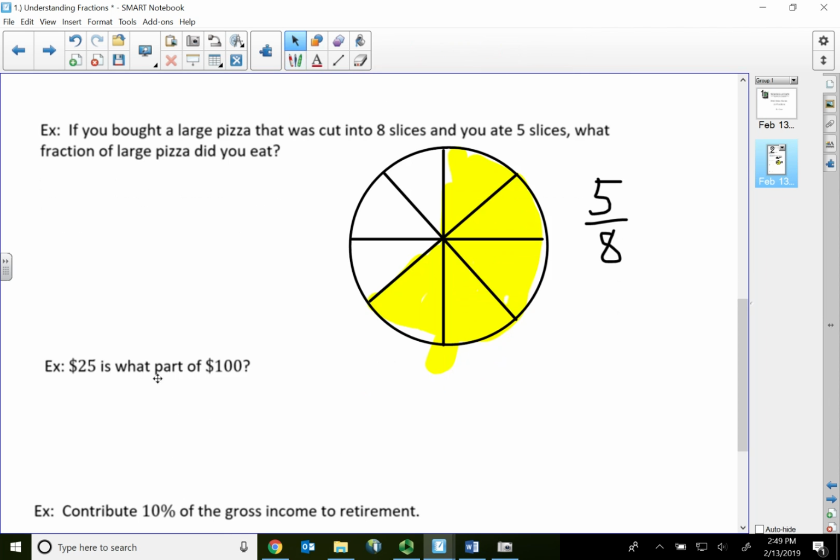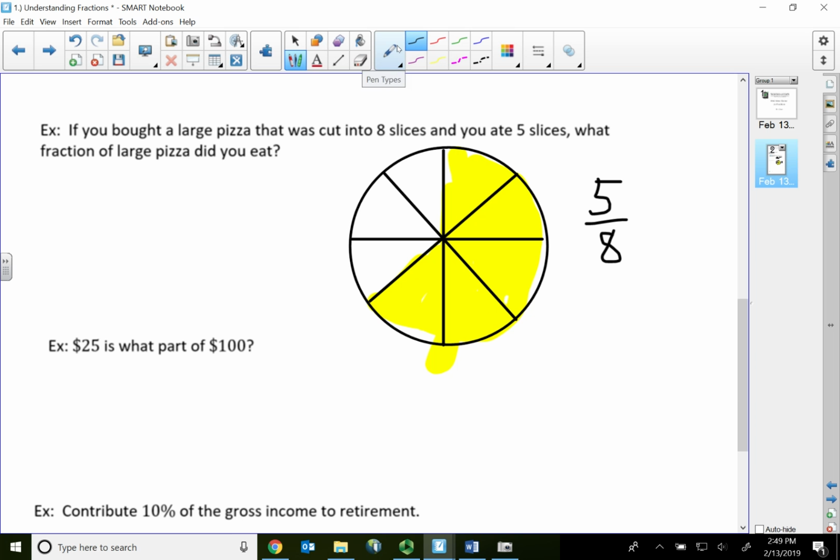Another example involves money, like $25 or a quarter. $25 is what part of $100, or a quarter is what part of $1? When we're dealing with money, we are actually using fraction wording without even knowing that we are talking about fractions. So $25 is what part of $100? That would be 25 over 100, which, after we learn how to reduce fractions, you will know is the same as 1/4. So $25 is a quarter of $100.